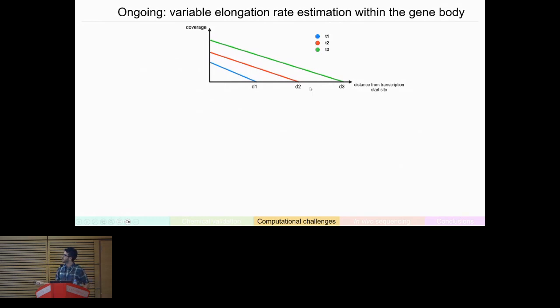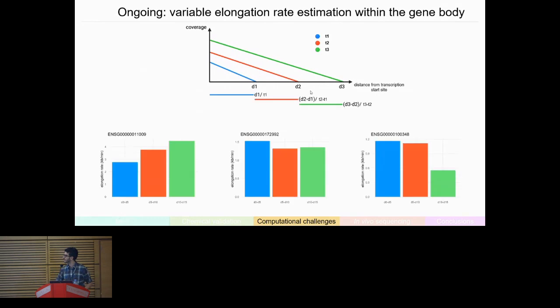So maybe what we can do is, and again, because this is in the same population of cells, maybe we can calculate elongation rates between these distances at every time point. So I brought 3 examples of how this would look. This is real data, by the way.